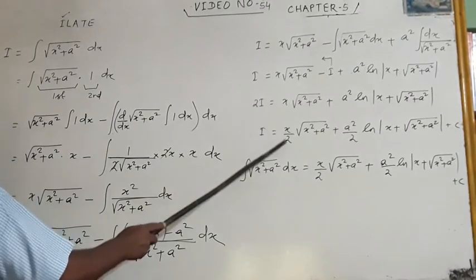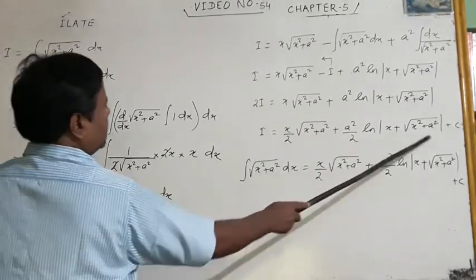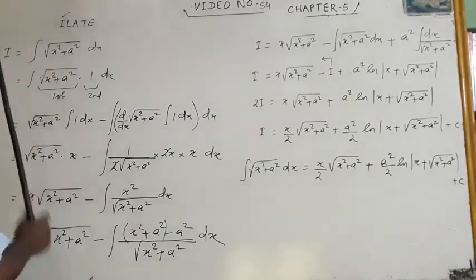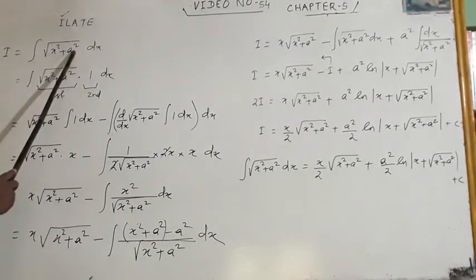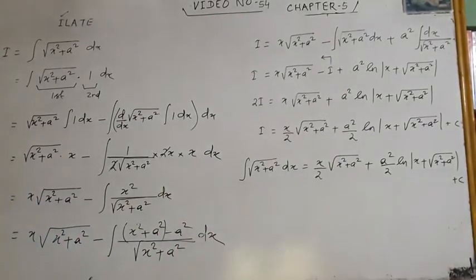I is what? Dividing by 2, I equals x/2 √(x²+a²) plus a²/2 ln|x + √(x²+a²)|. In place of I we can write √(x²+a²), and the answer is this. You can verify it. Now you can do x²−a²; it is exactly the same method, no difference will be there.